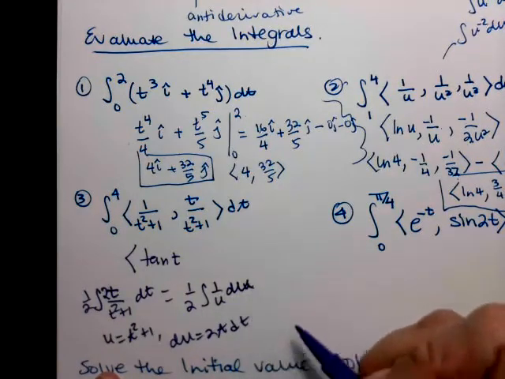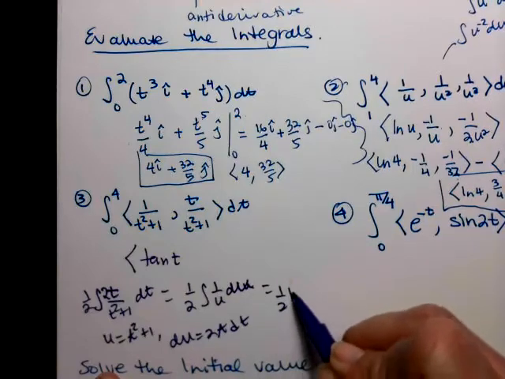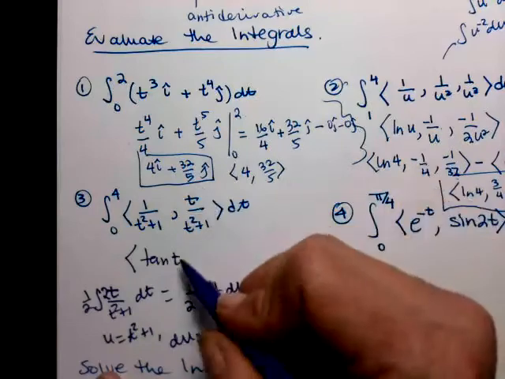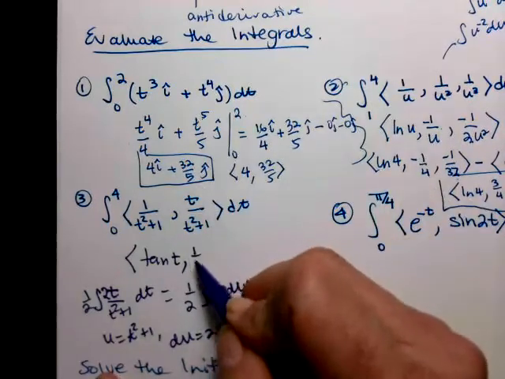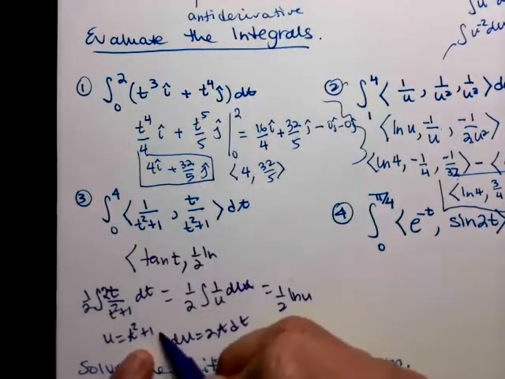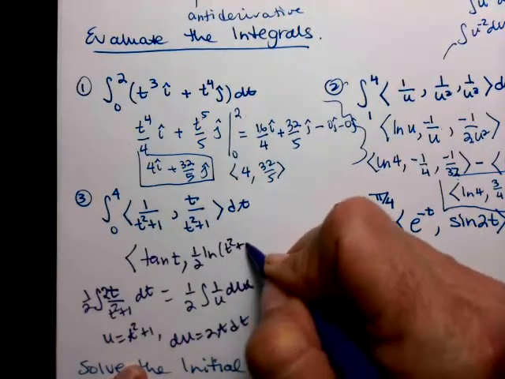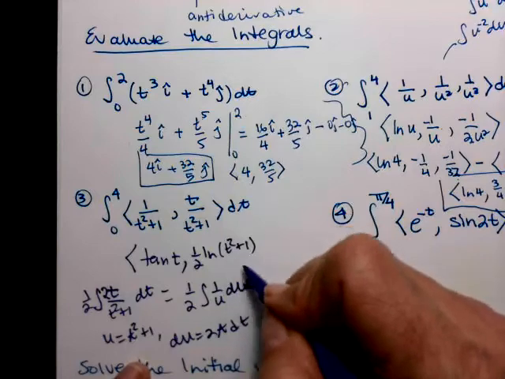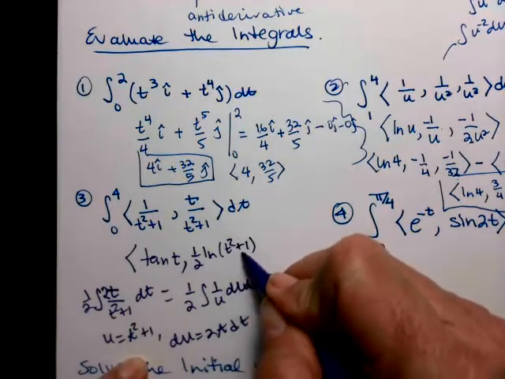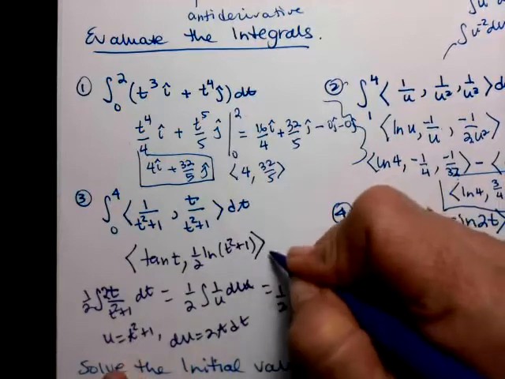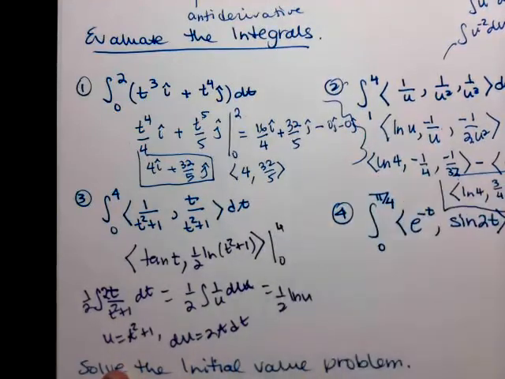Oh, there we go. So that's going to be 1/2 natural log u. Okay, so up here, I'm just going to write that down. So I have now 1/2 natural log, and u is t squared plus 1. You can do absolute values, but since t squared has to be positive and I'm adding 1, I know that my argument will be positive. So then from 0 to 4.